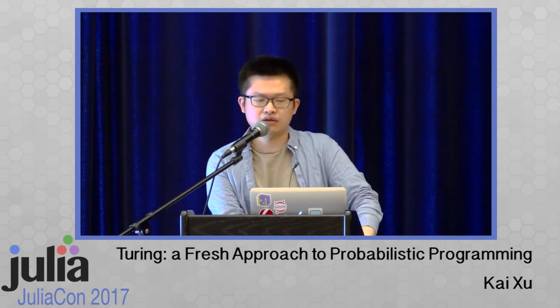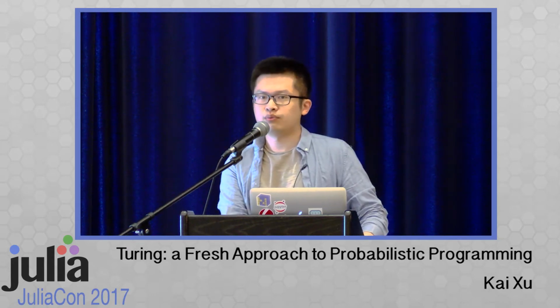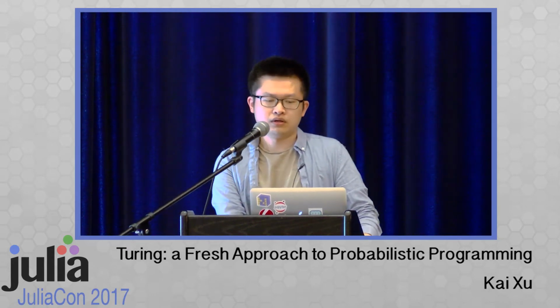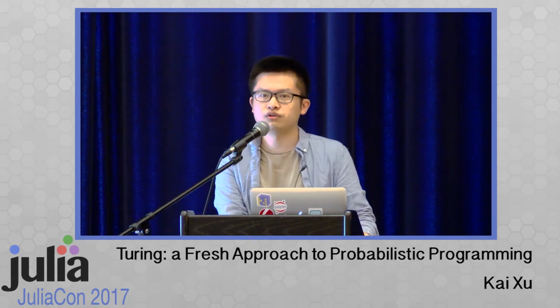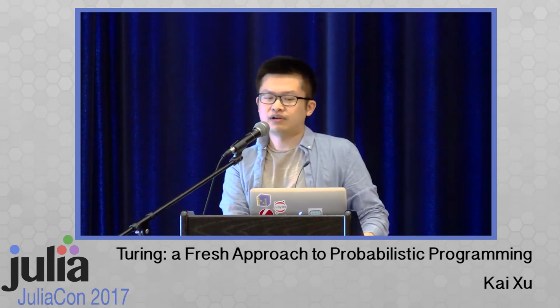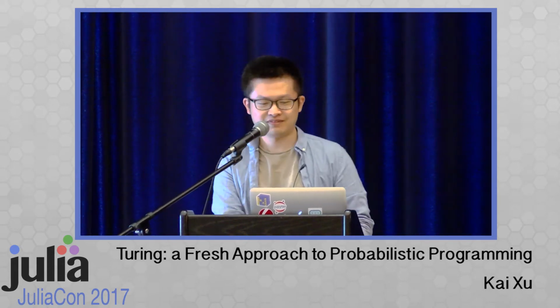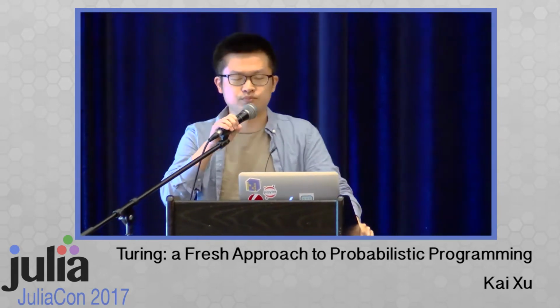So here is the outline of my talk. I will briefly introduce what is probabilistic programming, and then I will talk about our motivation of choosing Julia as our language to do the project. Then I will introduce some of the key features of Turing. And after that, I will go a bit deeper into how Turing works. Then I will give you a live demo, and if time allows, I will give you another. And finally, some questions.